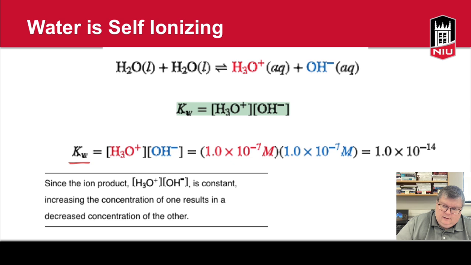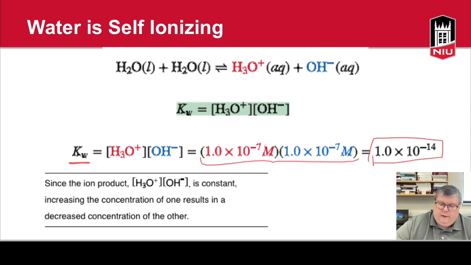The constant is 1 times 10 to the minus 14th, which means that at equilibrium, the concentration of H3O+ and the concentration of OH- must be the same, and they must be 1 times 10 to the minus 7th molar. Now, since this is the ion product constant, increasing the concentration of one results in a decreased concentration of the other. So if you increase the H3O+, OH- must go down, and vice versa.